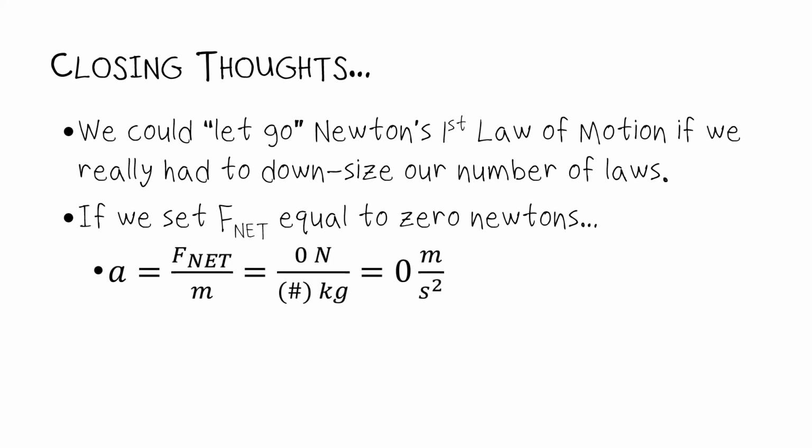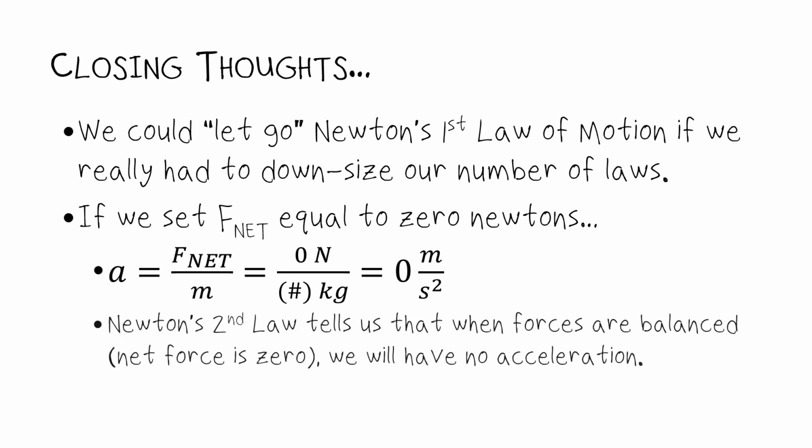Take a look at the second law. Acceleration is F net divided by mass. If F net is equal to 0 because the forces are balanced, it doesn't really matter what the mass is. 0 divided by anything is going to equal 0 as long as it's some mass at all. And that is what Newton's first law tells us.